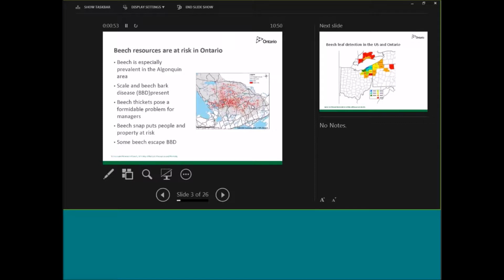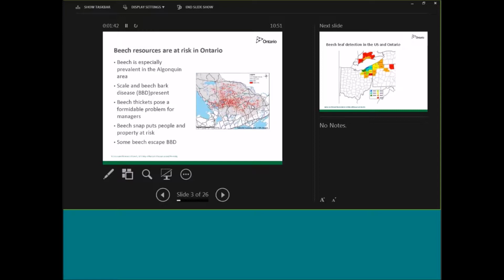This is a resource that is already at risk in Ontario because of beech bark disease. The scale that causes beech bark disease is present throughout southern Ontario. Some locations have developed the full beech bark disease infection with the fungus, whereas in other locations there's still just the scale infestation. The beech thickets that develop after the killing front have been a formidable challenge for managers. And beech snap has been a problem because it puts people and their property at risk.